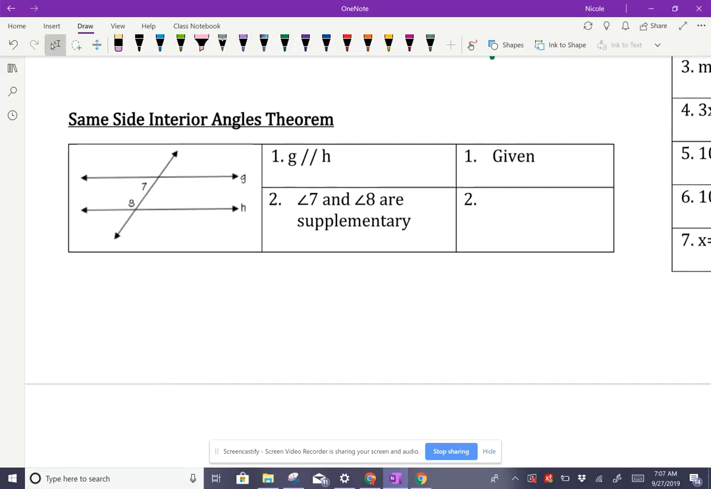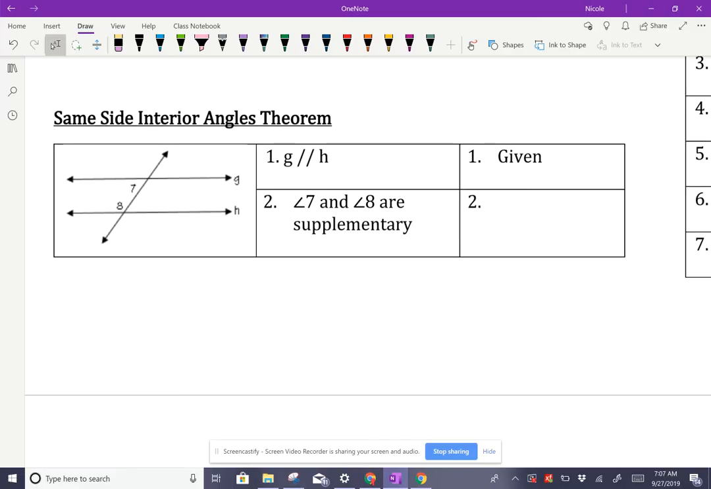And then lastly, our same side interior angles theorem. So G and H are parallel, so we'll go ahead and mark that as well. That is our given. And it's trying to say that 7 and 8 are supplementary. So 7 and 8 are both on the interior of our parallel lines and on the same side of the transversal. So by the same side interior angles theorem, we can say this is true.